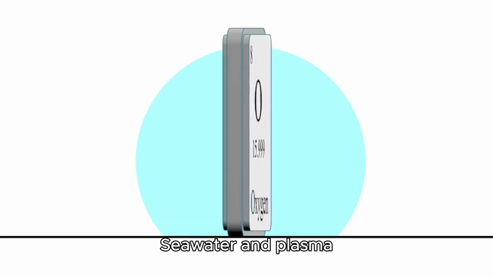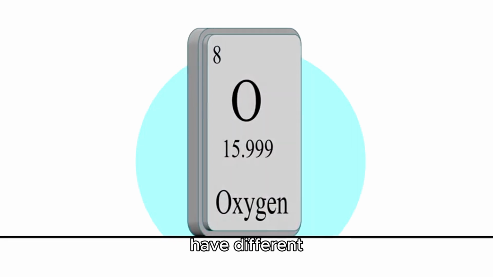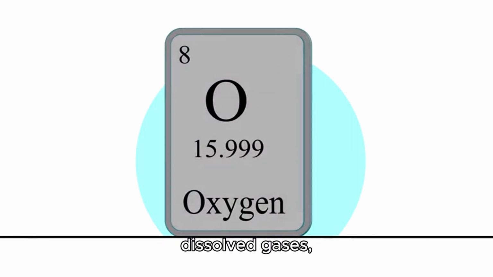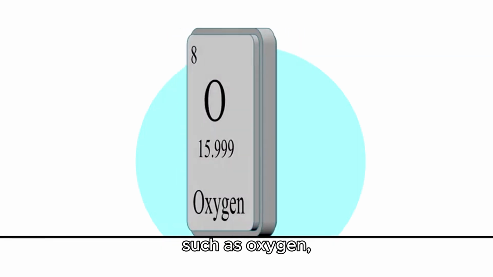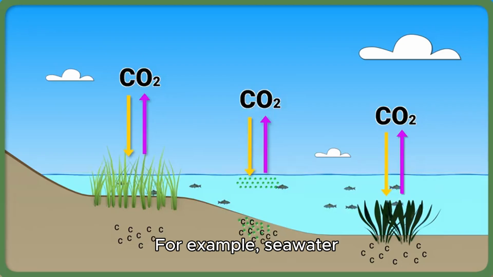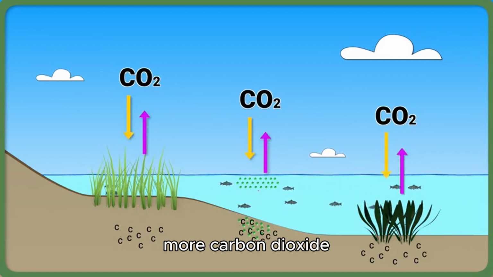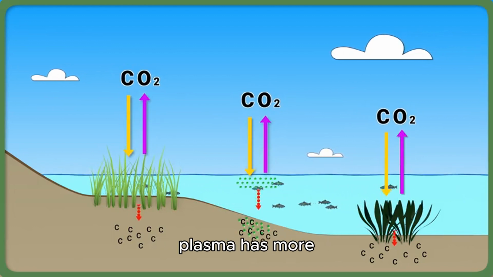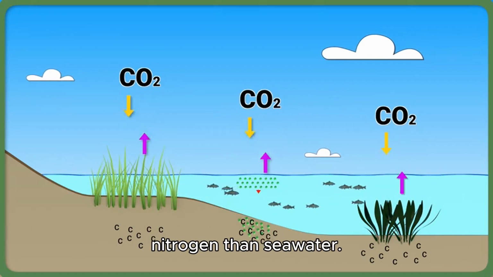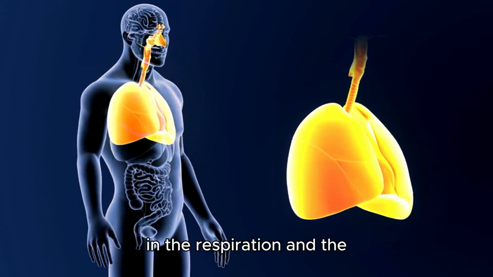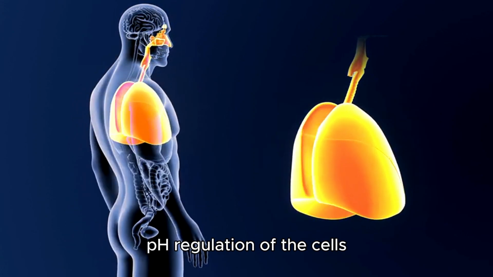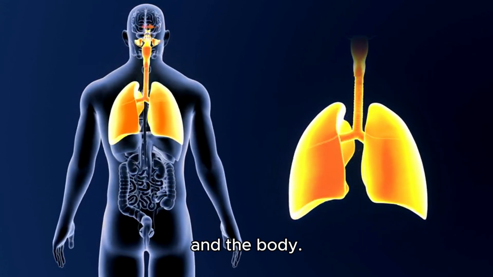Gases. Seawater and plasma have different amounts and types of dissolved gases, such as oxygen, carbon dioxide, and nitrogen. For example, seawater has less oxygen and more carbon dioxide than plasma, while plasma has more nitrogen than seawater. These gases are involved in the respiration and the pH regulation of the cells and the body.